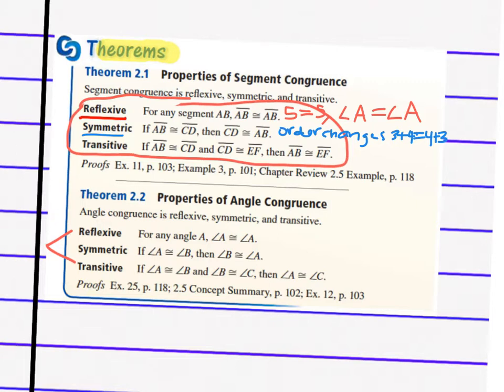All right, and the last one is transitive. So transitive is basically saying if AB is congruent to CD and CD is congruent to EF, then AB is also congruent to EF. Okay, so to summarize, you need something written for reflexive, symmetric, transitive. You don't need every word in this copied down.